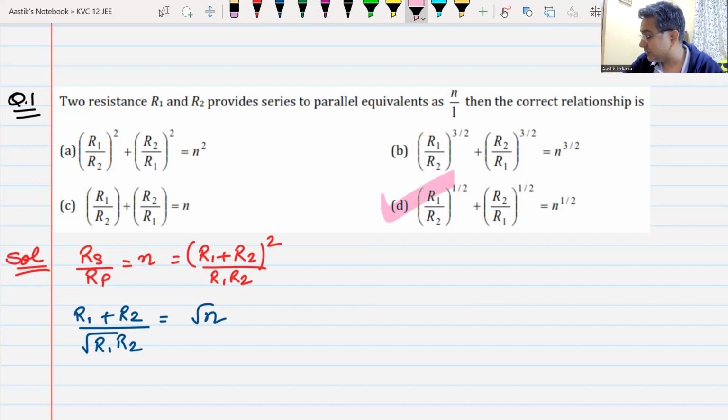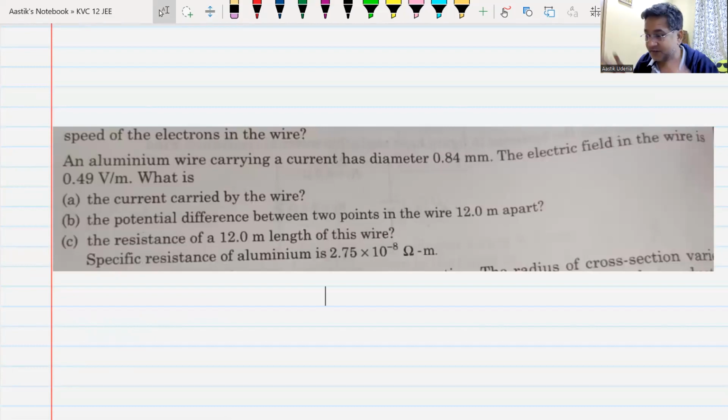And this was a revolutionary question asked by some of you. This is the best I could get of whatever picture you had sent. This is the question. An aluminum wire is carrying a current, the diameter is given, and the electric field in the wire is given. Everything is given. What do you want me to solve? Tell me. Everything is given in this question.